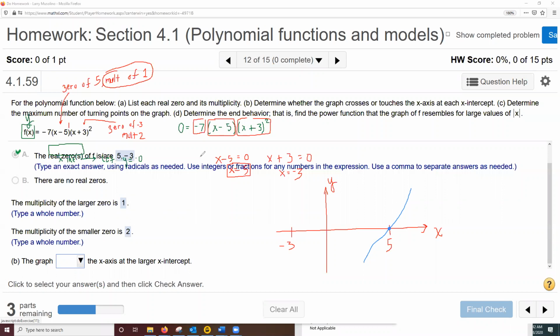If the multiplicity is 2, an even multiplicity like this, the graph is going to touch the x-axis and turn around. So the graph is going to do something like this.